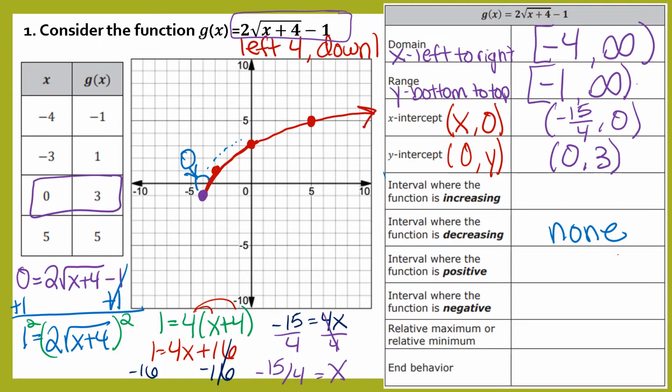So we always want to use our x values when we're writing these intervals. At what x values is he going up? So he starts increasing where the graph starts. So what x value does the graph start at? Negative 4. So we're going to start increasing at negative 4. Now he starts going up right off the bat, so we are going to include it and put a bracket around it. And then he never stops going up, so he's going to increase forever and ever. So he's going to increase to positive infinity.